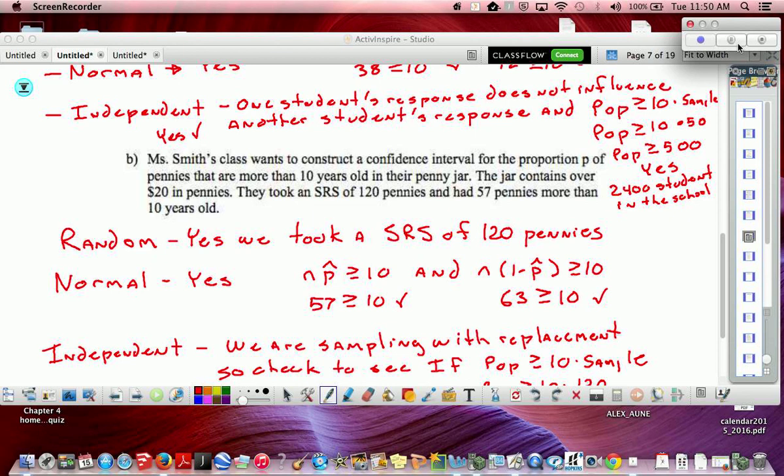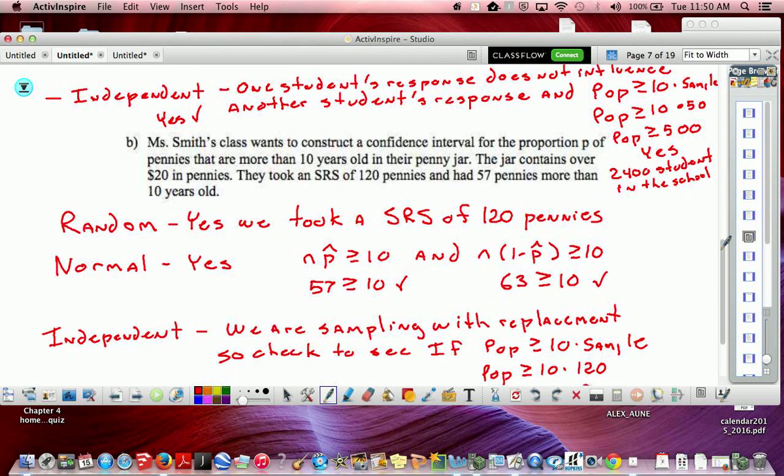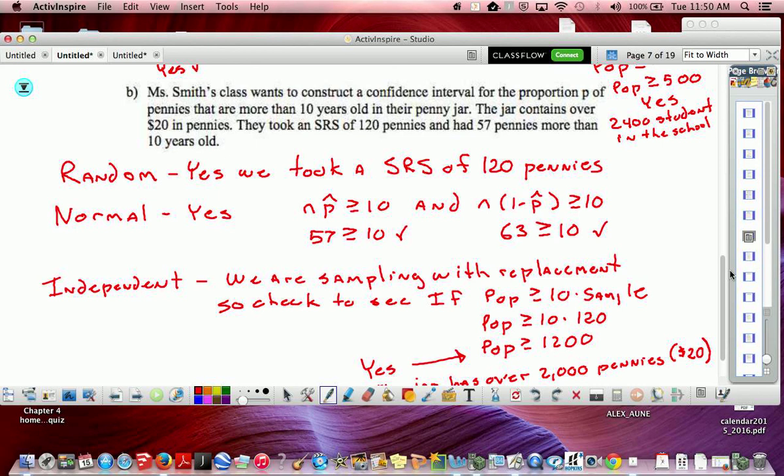All right, as you check up here, I put up the solutions real quick. On part B, okay, is it random? Yes. You took a simple random sample of 120 pennies. And yes, you need to be specific about saying what the random sample represents. I know some students will just say random, yes. Well, what did you actually take a simple random sample of? You need to be specific with that.